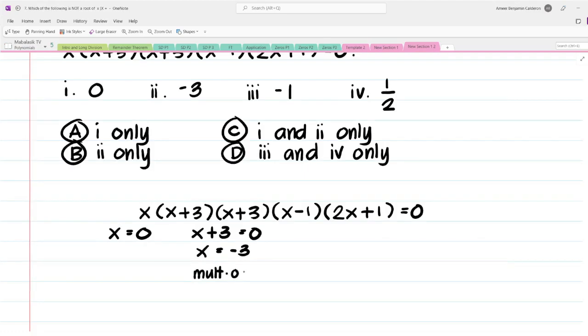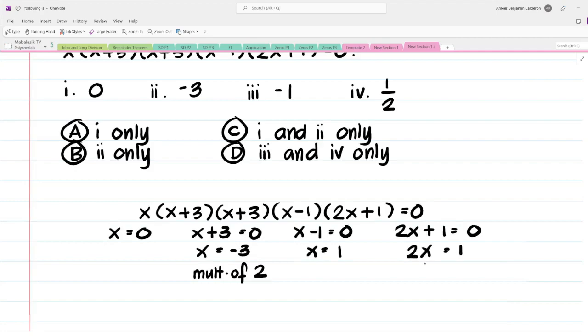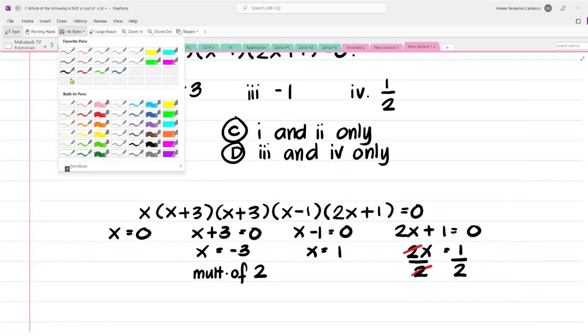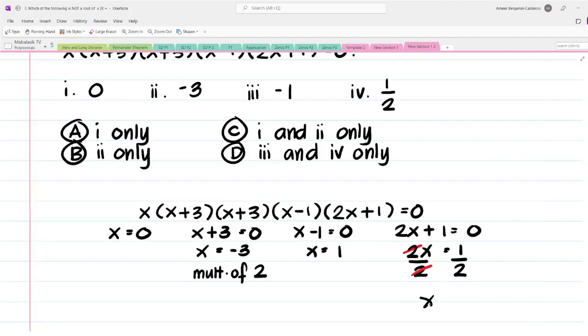I'll write it. Multiplicity of 2. We have here x minus 1 equals 0. So x equals positive 1. And 2x plus 1 equals 0. So 2x equals negative 1. Divide both sides by 2. So we can cancel 2 and we are left with x, which is equal to negative 1/2.